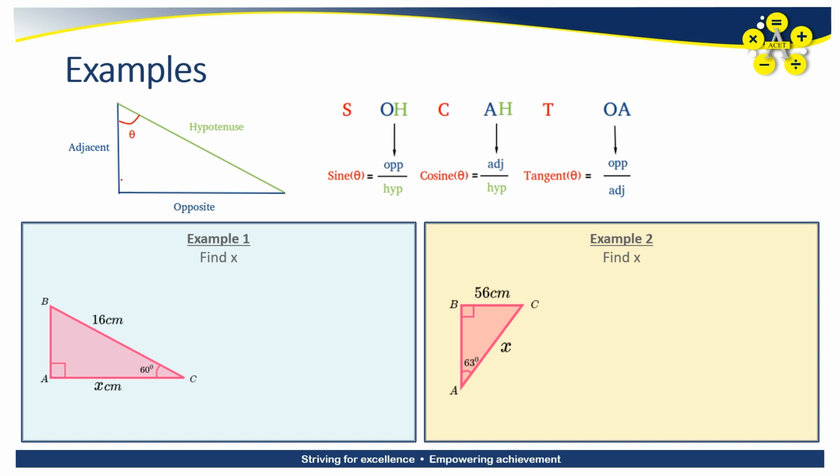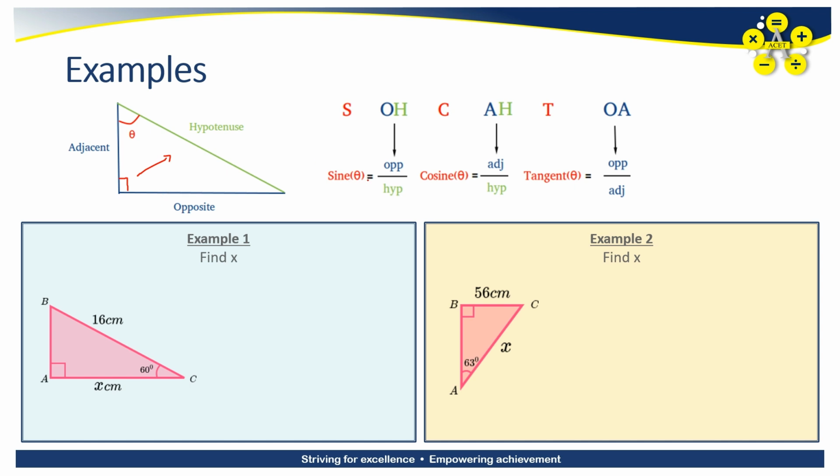Remember, to find out which one of these sides we are dealing with, we need to consider our right angle. The hypotenuse is always opposite the right angle. Our adjacent and opposite, however, change depending on which angle we're using. So, for example, here we've got our theta. The adjacent is the line touching the angle, whereas the opposite is the one that is opposite.